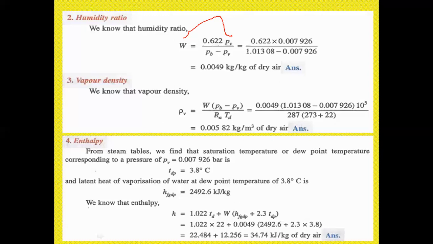Now, the enthalpy H value is equal to, what is the H value here? The H value is equal to 1.022 TD plus W of HFG at DP plus 2.3 TB. H is equal to, substitute the value, right? Now H is equal to so and so, 34.74 kilojoules per kg.